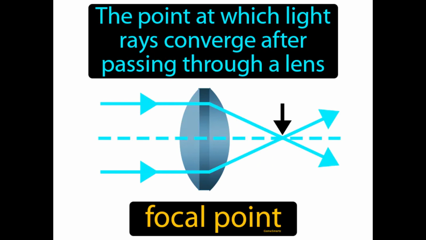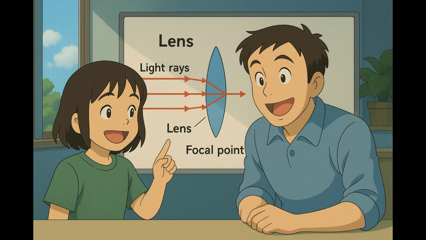The point at which light rays converge after passing through a lens is called the focal point. In simple terms, the focal point is where light meets after being bent by a lens to create a clear image. Imagine trying to listen to a conversation in a crowded room where everyone is talking at once. Just like how you focus on one conversation amidst the noise by directing your attention, a lens gathers scattered light rays and converges them to a single focal point.